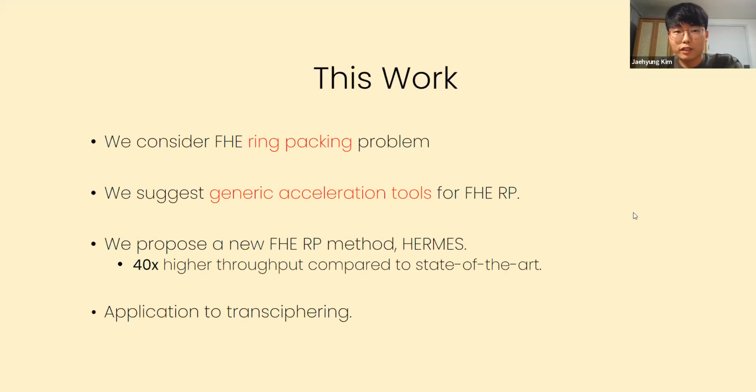So in this work, we first consider the FHE ring packing problem, which is an adaptation of the usual ring packing problem to the FHE setting, which now has bootstrapping. And we suggest generic acceleration tools for FHE ring packing and observe what happens if we apply these acceleration tools to existing methods. We propose a new FHE ring packing method called Hermes, which solves some problems of existing methods. And this shows 40 times higher throughput compared to the state-of-the-art ring packing method. And finally, we discuss a little bit about application to transciphering.